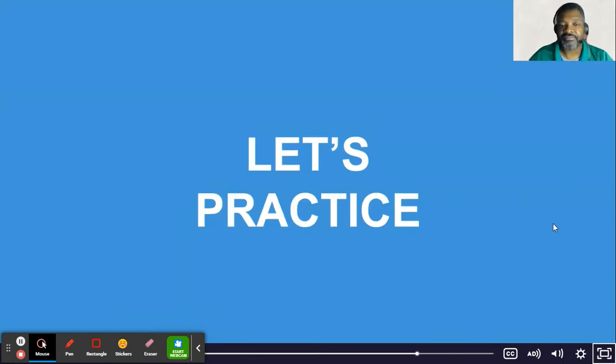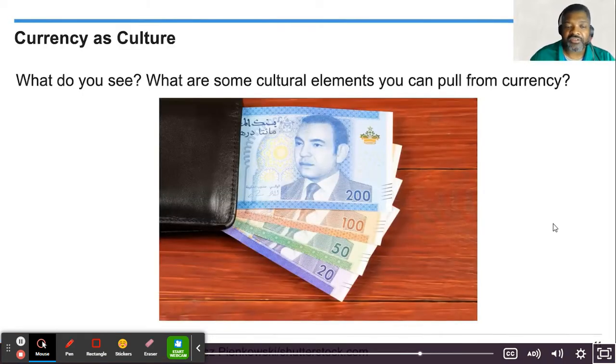Let's practice. When you look at this photo, what do you see? Also, what are some of the cultural elements that you can pull from this currency? If you need to pause it for a minute, do so at this time. Currency often exemplifies a culture. Here we have Moroccan dirhams. Oftentimes, heads of states, rulers, or important historical figures will grace the currency of a country.